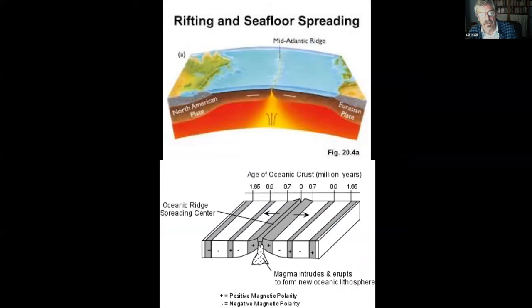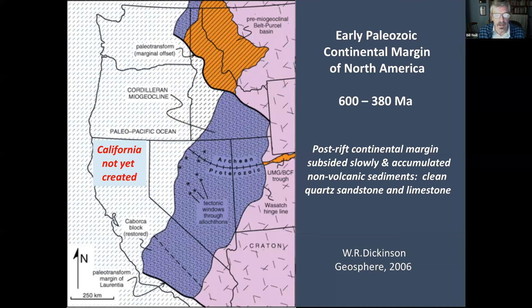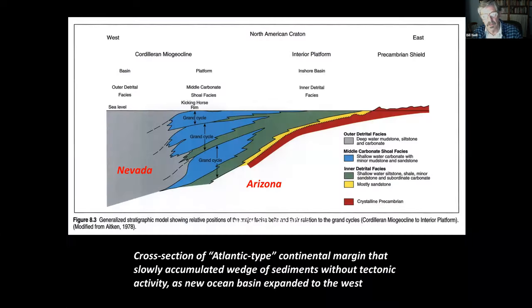It was just similar to the Mid-Atlantic Ridge starting in the Atlantic, with oceanic crust being created. And here, this is more or less a map of the continental margin at that time. So Oregon, Washington, Northern California were not yet created. And what we had here was a slowly subsiding continental margin. It was in tropical water with carbonate sediments, very clean quartz sandstone and limestone. And it formed a wedge of sediment as the continent margin gradually subsided.